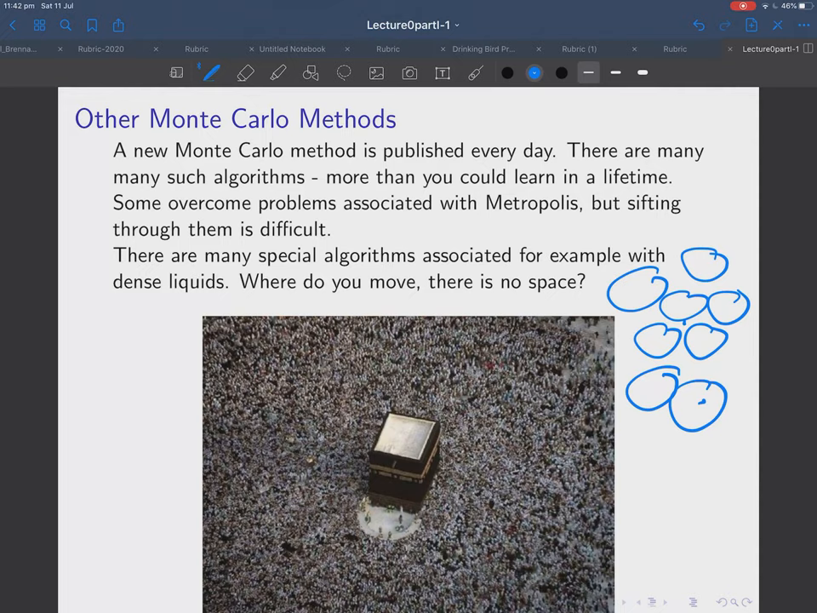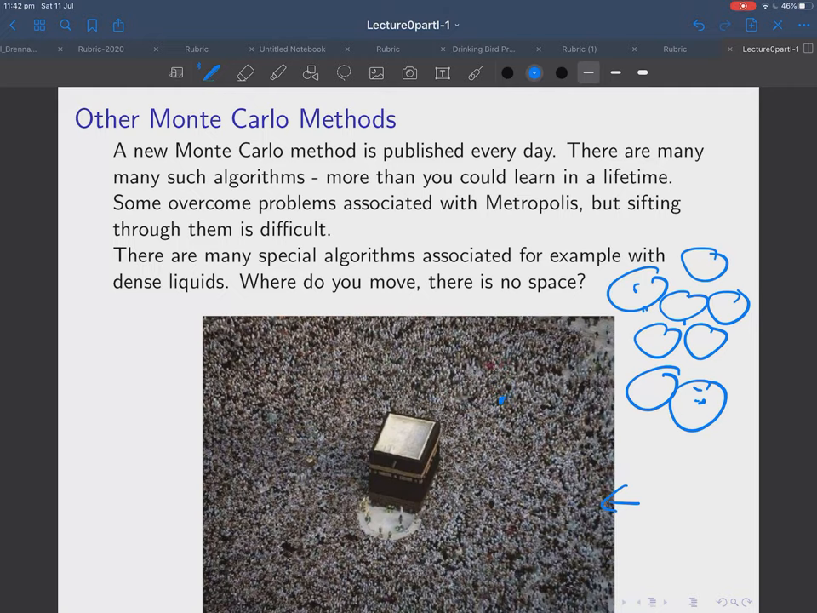I can't move him there or there. What am I doing? Maybe I can swap those two around or something. But things which are dense, like here's the Kaaba in Mecca, right? If you're circling the Kaaba, you're one of these people down here, you can't just move anywhere. You're going to get tripped in someone's toes, and exactly the same in a dense liquid.